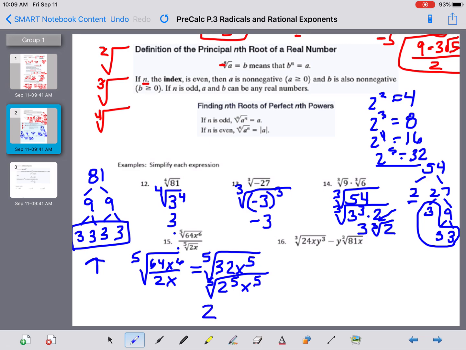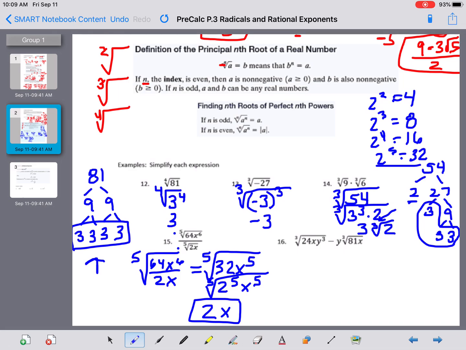That would be 2. When I'm in the fifth root and I see a variable, I'm asking myself, how many sets of 5 can I pull out? Well, there's one set of 5, so I pull it out, and I have nothing remaining. So I don't need to write any radical in the final answer.